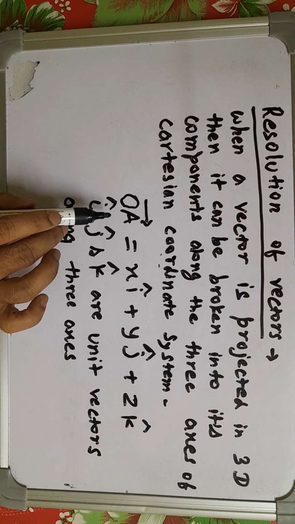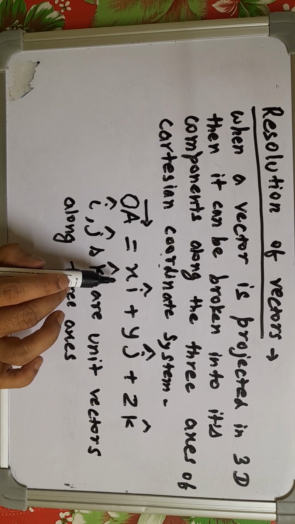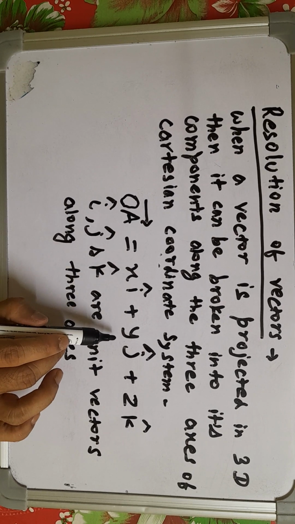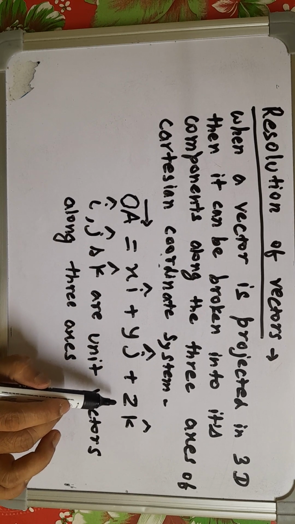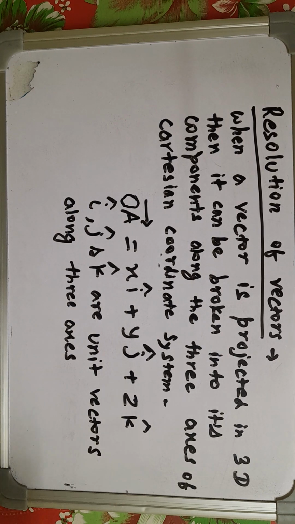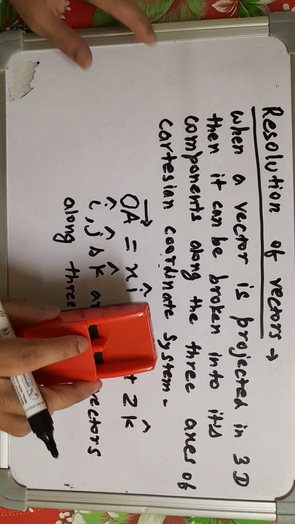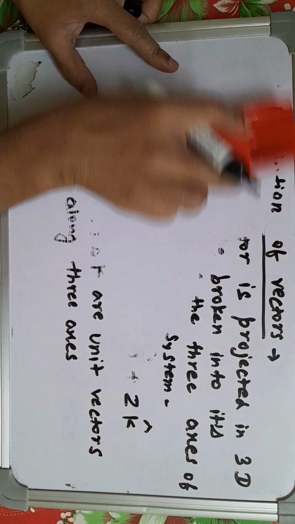Okay, so OA vector is represented by three components. Its component along the x axis is known as x i cap, its component along the y axis is known as y j cap, and its component along the z axis is known as z k cap. So OA vector will be x i cap plus y j cap plus z k cap. Okay, now we'll try to understand the dot product or the scalar product.